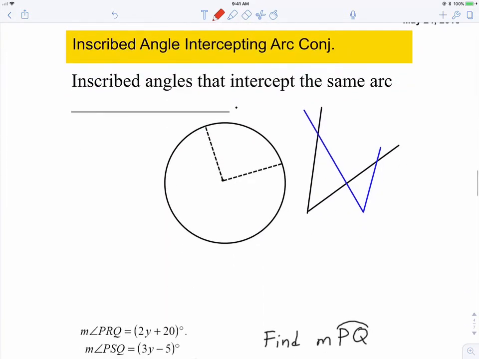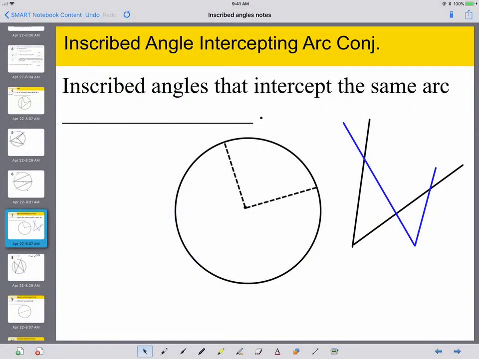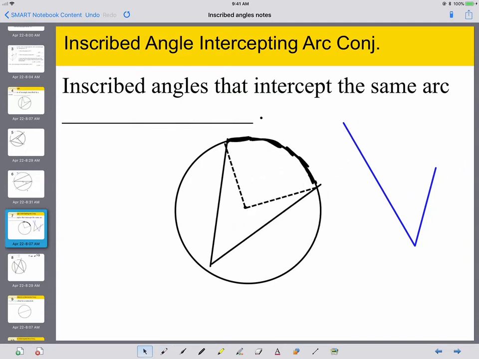Let's move on to another conjecture. I'm going to go into the notepad here for this one. Inscribed angles that intercept the same arc. So here's an arc we're looking at. Let me get the pen tool going here. We're looking at this arc, and I'm going to pull in two inscribed angles that intercept that arc. So I know that that black angle is half of that arc. That arc looks to be, say, 90 degrees.